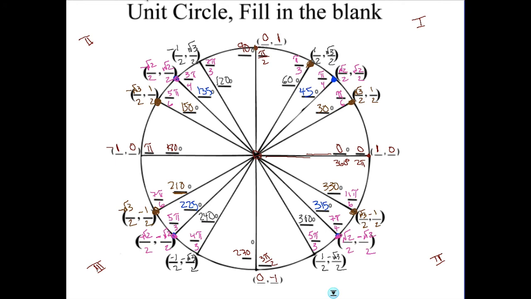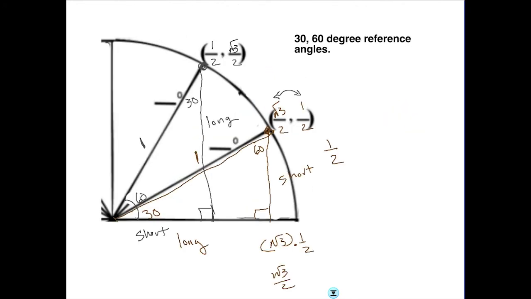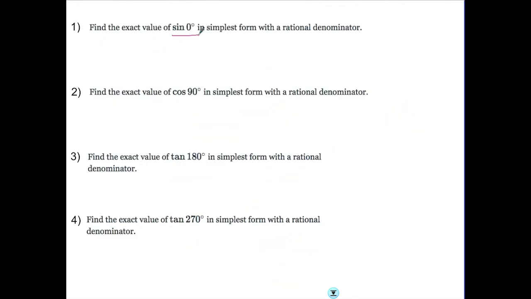Okay, so what we're going to do is use that unit circle to answer some questions like this. Find the exact value of sine of 0. So you can go to your unit circle, go to 0 degrees. The sine is going to be listed on there as the y coordinate. So write down the coordinates for 0 degrees. They're 1 and 0. The sine value is this coordinate, so our answer is 0.